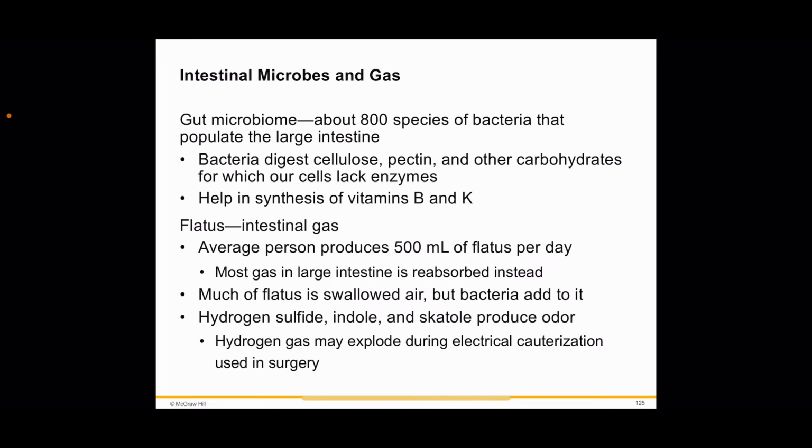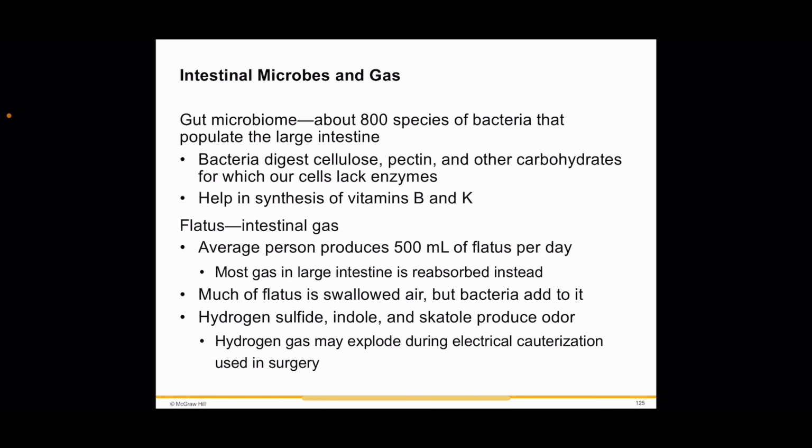The flatus is intestinal gas. This is the farts. Most people will make about a liter a day. Much of it is actually reabsorbed into the intestines. If there is too much, it's oftentimes a sign of microbial hyperactivity, not so much activity of the individual. So certain types of microbes flourish in different types of nutrient environments, so that would be maybe part of it. For example, it doesn't smell great, and that is due to things like the hydrogen sulfide and the indole. They produce the odors that people know.